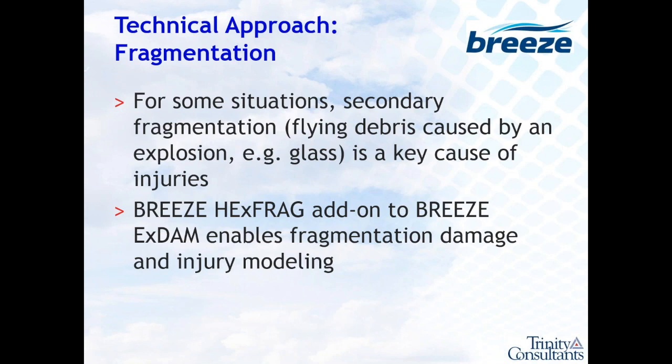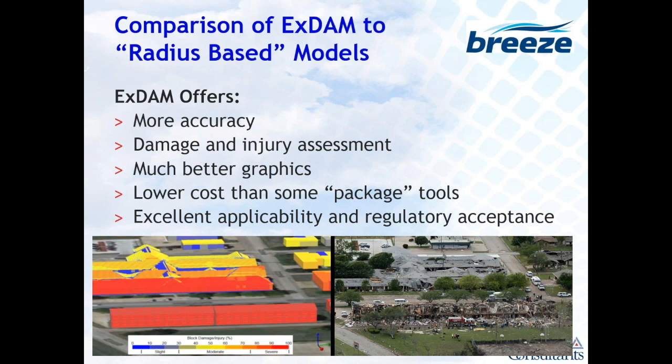All right, so the last thing we'll look at before we look at what's new in version 9 is just a quick comparison to the other types of models. So ExDAM versus the simpler radius-based or empirical models. ExDAM gives you more accuracy and more information because it is accounting for shielding, it is doing damage and injury calculations, it also gives you much better and more impactful graphics.